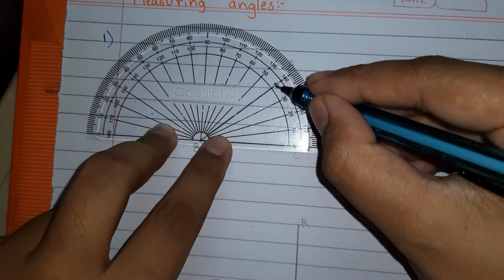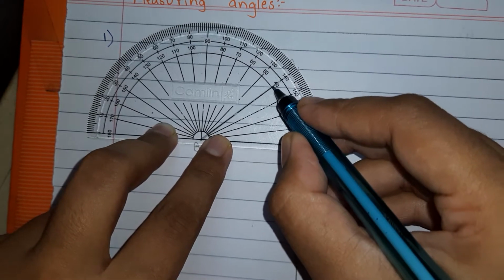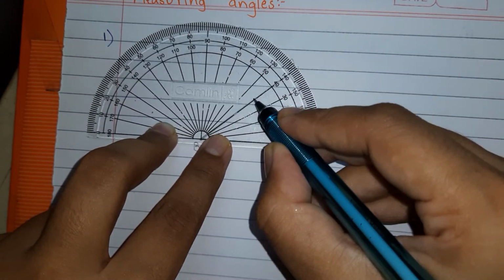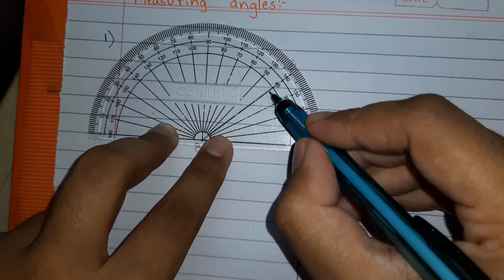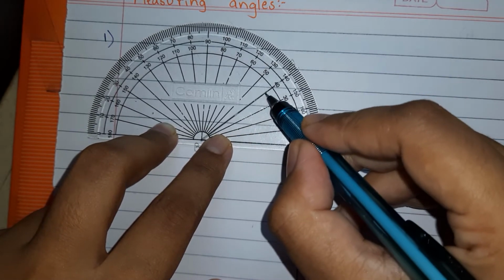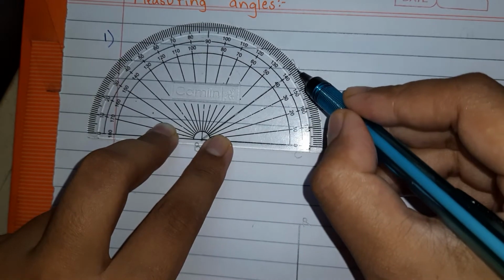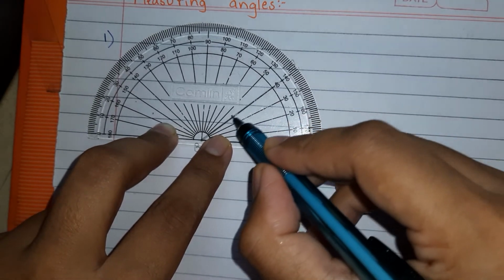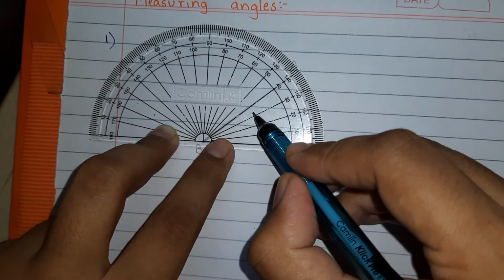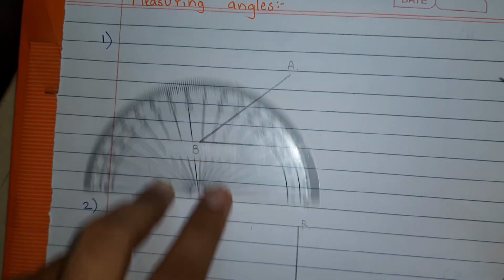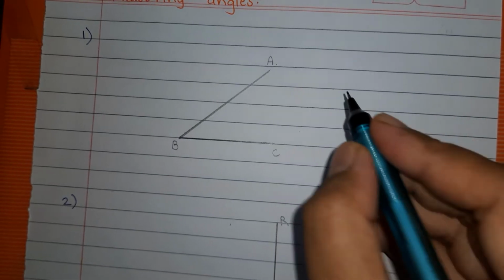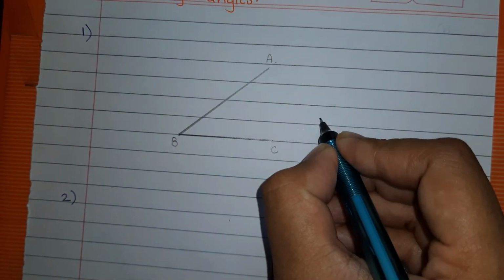So what is the measurement of this angle? See this 40 line and the arm of our angle, they overlap each other. प्रोट्रैक्टर की 40 वाली लाइन और हमारे एंगल का आर्म दोनों एक दूसरे के ऊपर है. That means the measurement of this angle is 40 degrees. So measurement is written as m.